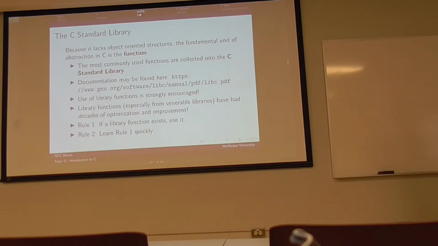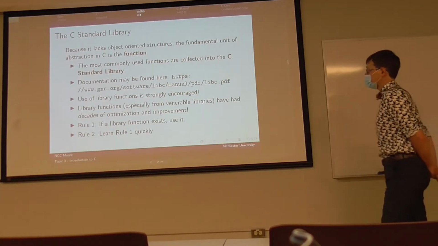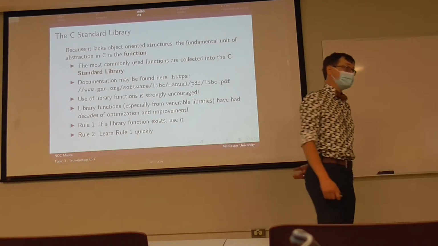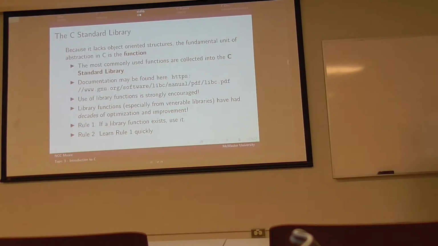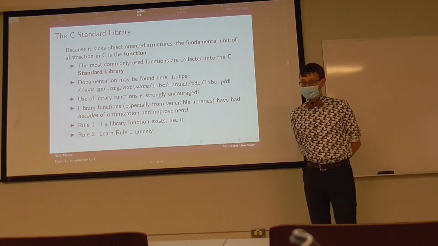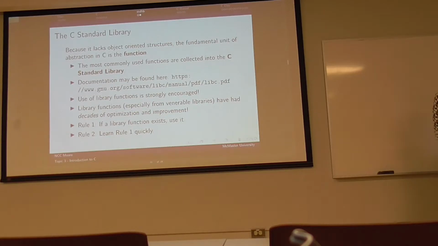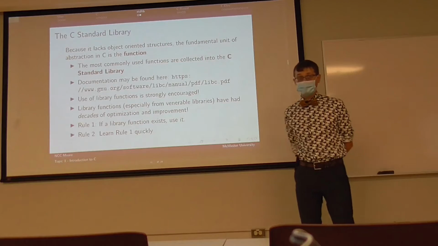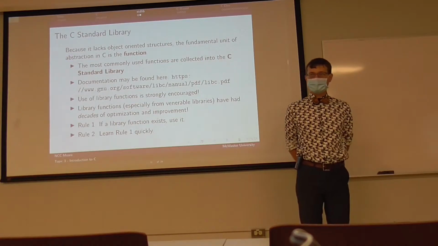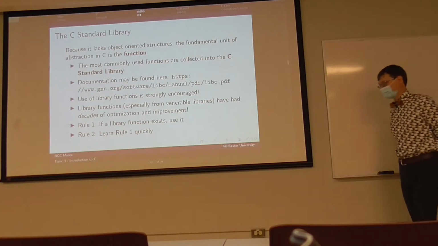Good. So, let's talk about the C standard library. C is not an object-oriented language. It contains no object-oriented structures. There's no such thing as a class. There's no such thing as an object. This may be very good news to you, depending on how much you like that particular unit in 1MD3.